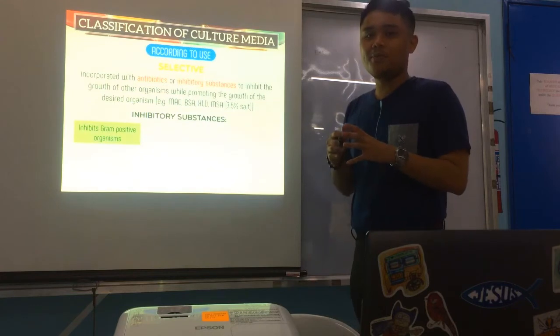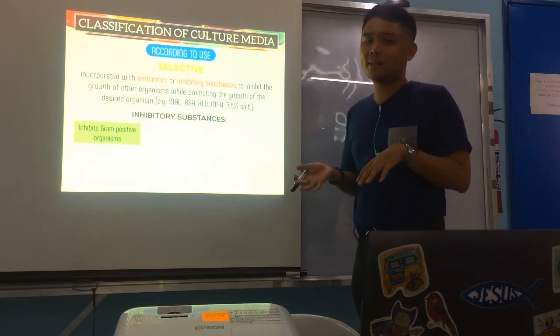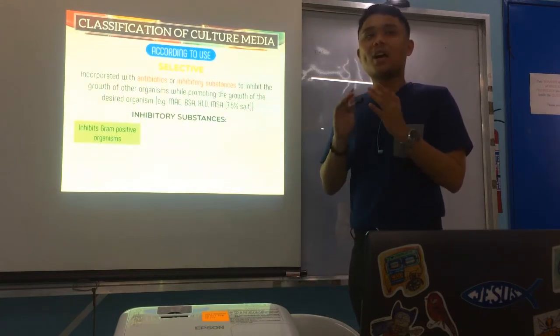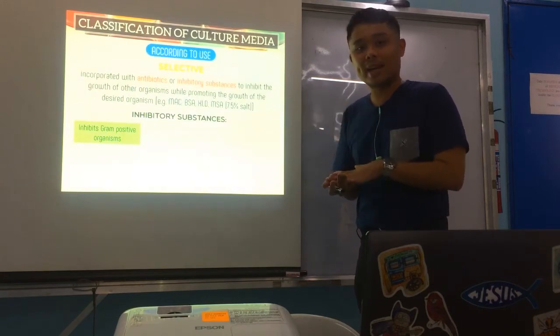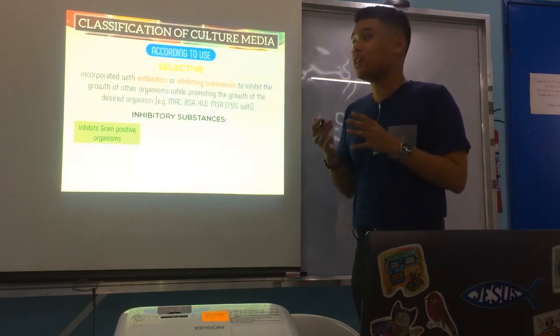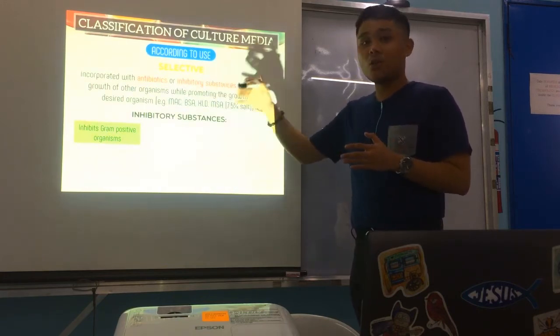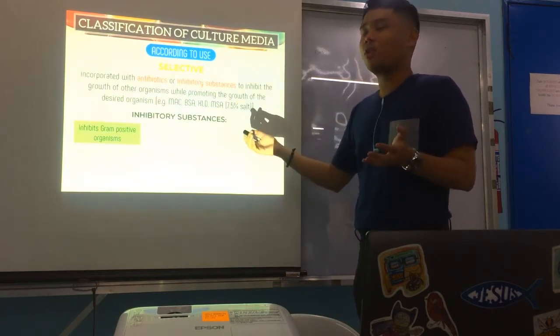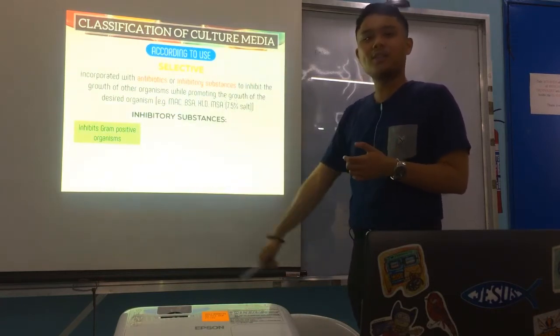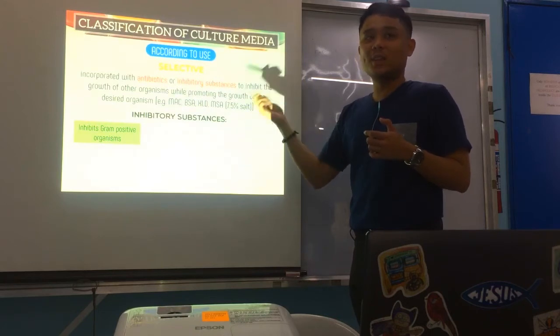When we say selective, you want to grow only a specific group of organisms. Example, you want only gram-positive to grow, or you want only gram-negative. So how do we achieve that? We use different antibiotics or inhibiting substances or inhibitors. A very good example, you have MAC. Sir, so MAC is differential, selective?